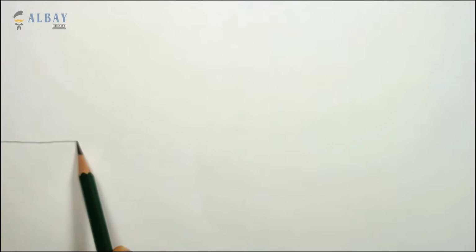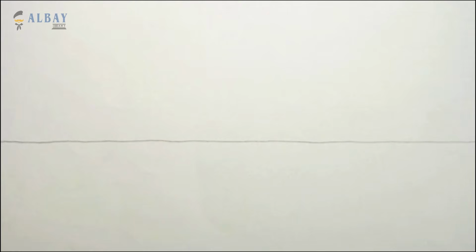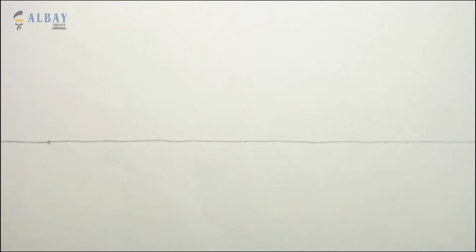Without wasting any time, I start by drawing the horizon line. Try to draw the horizon line parallel to the top and bottom edges of the paper. And this is the vanishing point that we will use in the drawing. This point should be exactly on the horizon line. It should not be above or below the horizon line.